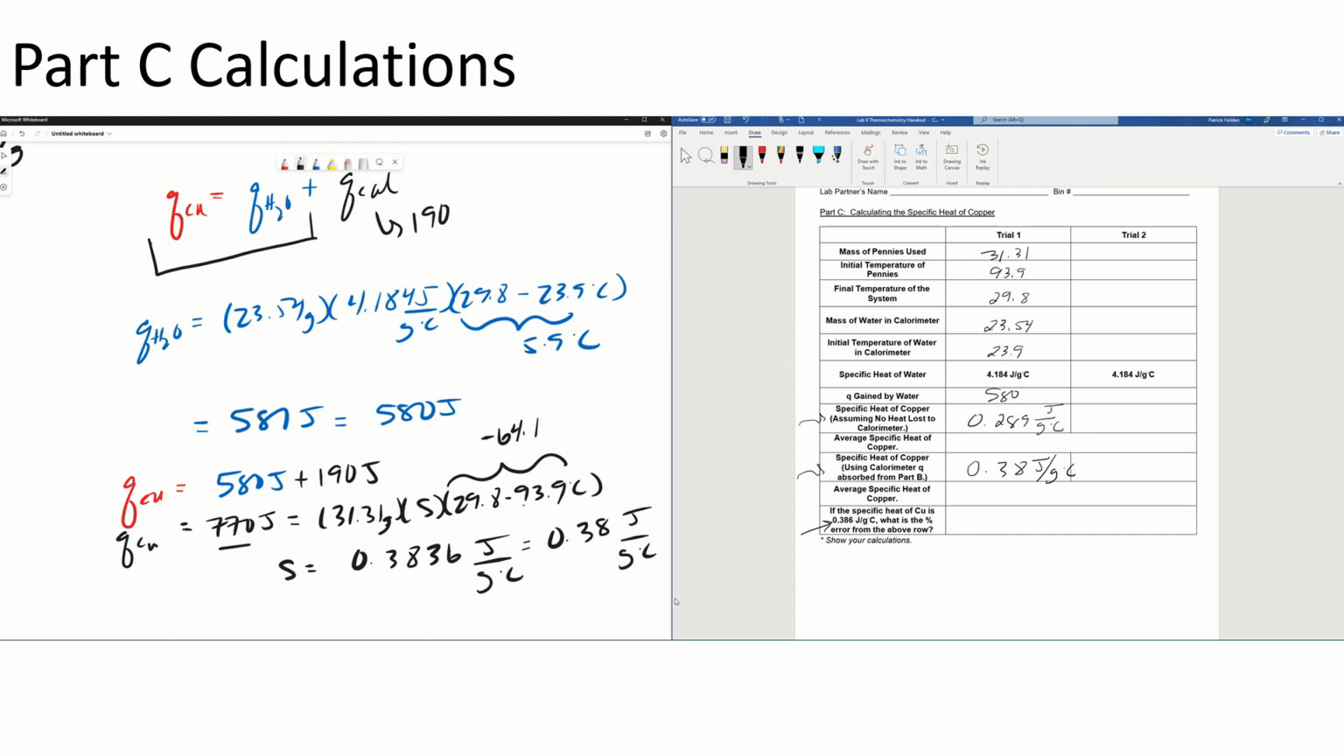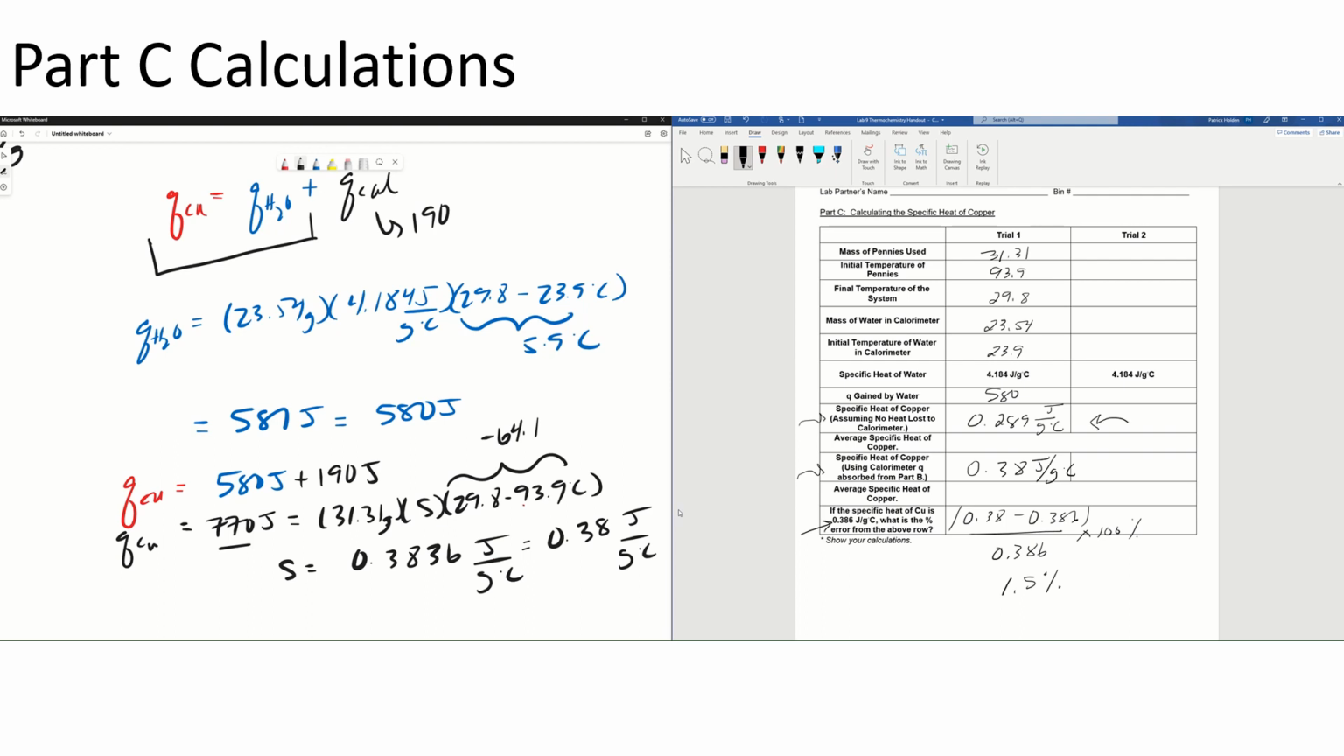So we're going to go ahead and do our percent error. Remember, percent error is the absolute value of what you got minus what you should have got, divided by what you should have got, times 100%. So 0.38 minus 0.386 divided by 0.386, absolute value, times 100. This gives us a 1.5% error. Pretty good.